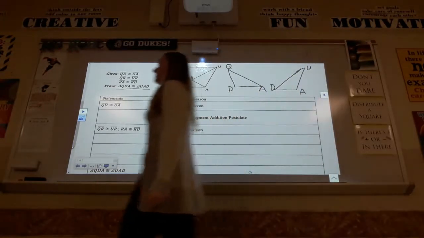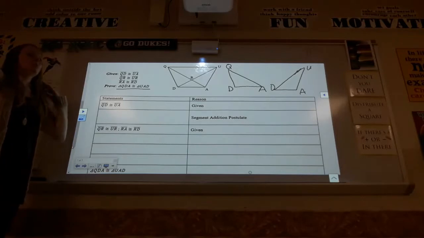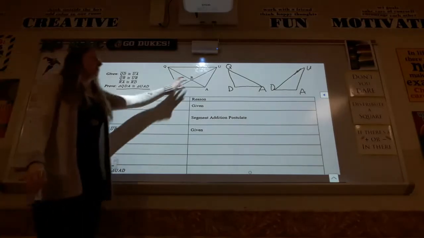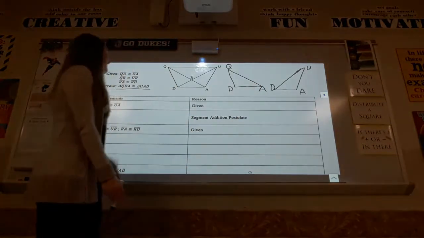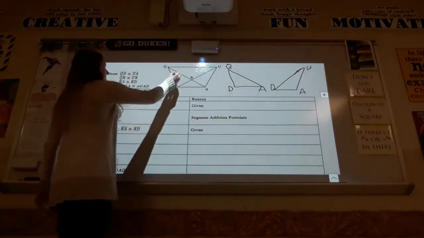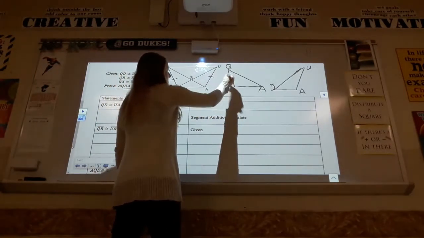Here we go. So you're going to draw the 2 triangles just like we've done before. Now this one is going to be another situation where you have to put markings into this picture before you can transfer them over here. So we're going to have to be careful with that. I know that QD is congruent to UA. So that's one thing I know.